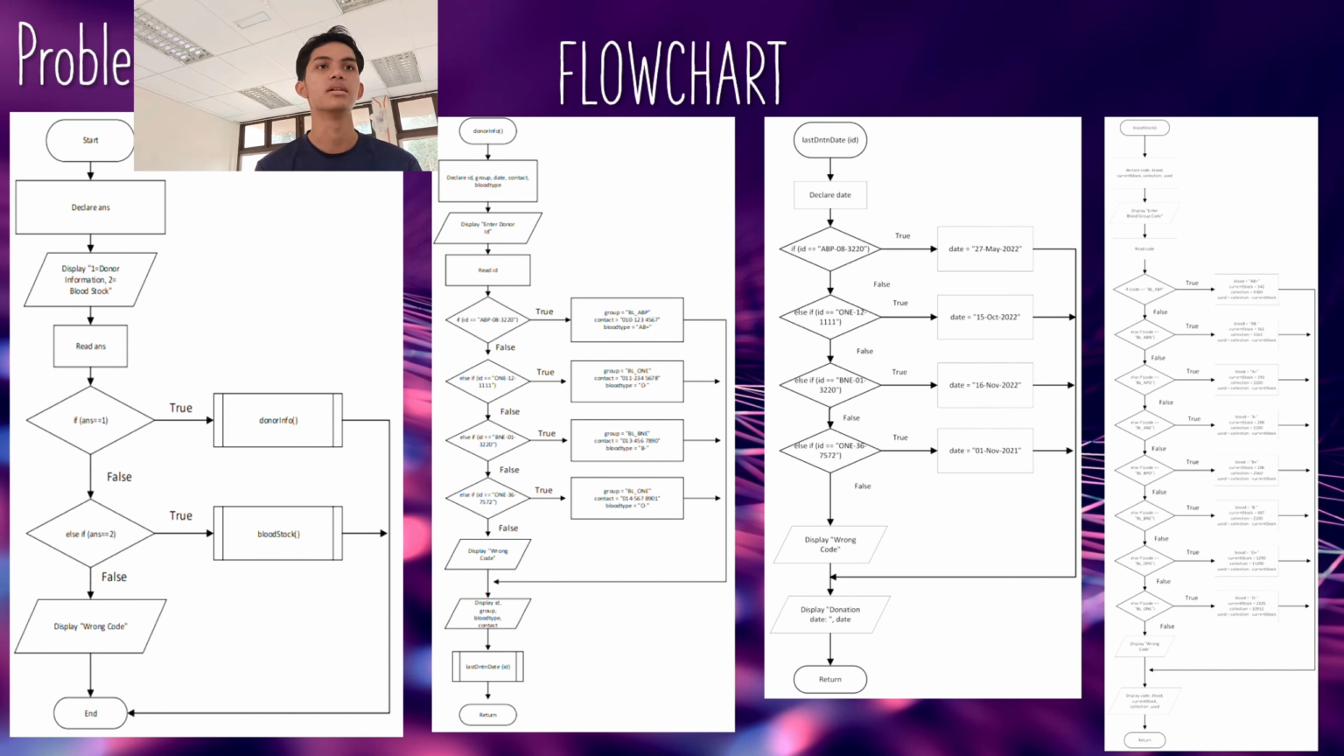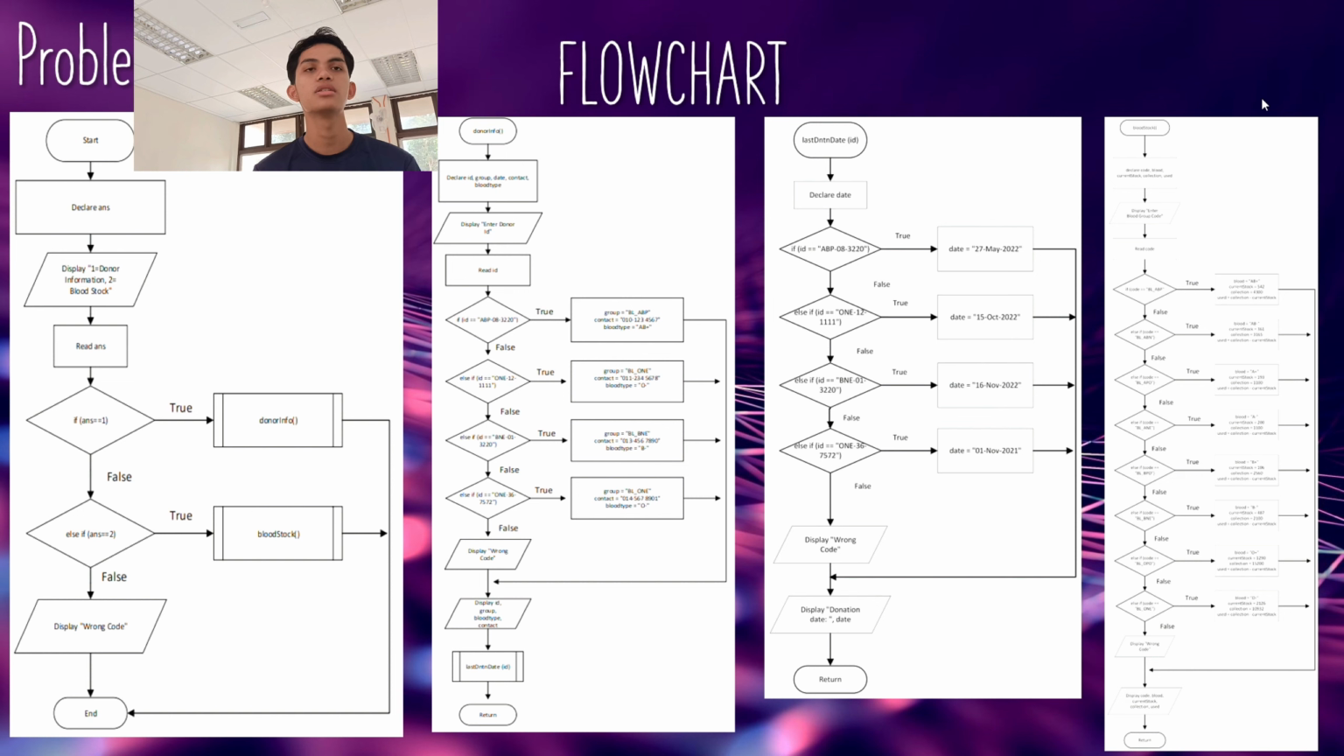And then this is a donor info module function flowchart. First, we will declare ID, group, date, contact, and blood type. And then it will display enter donor ID, and then it will read ID. And then it will go to the choice, if true and false. If all the choices are false, it will go to display a wrong code, and then it would display ID, group, blood type, and contact, and then it will go to the last donate date ID.